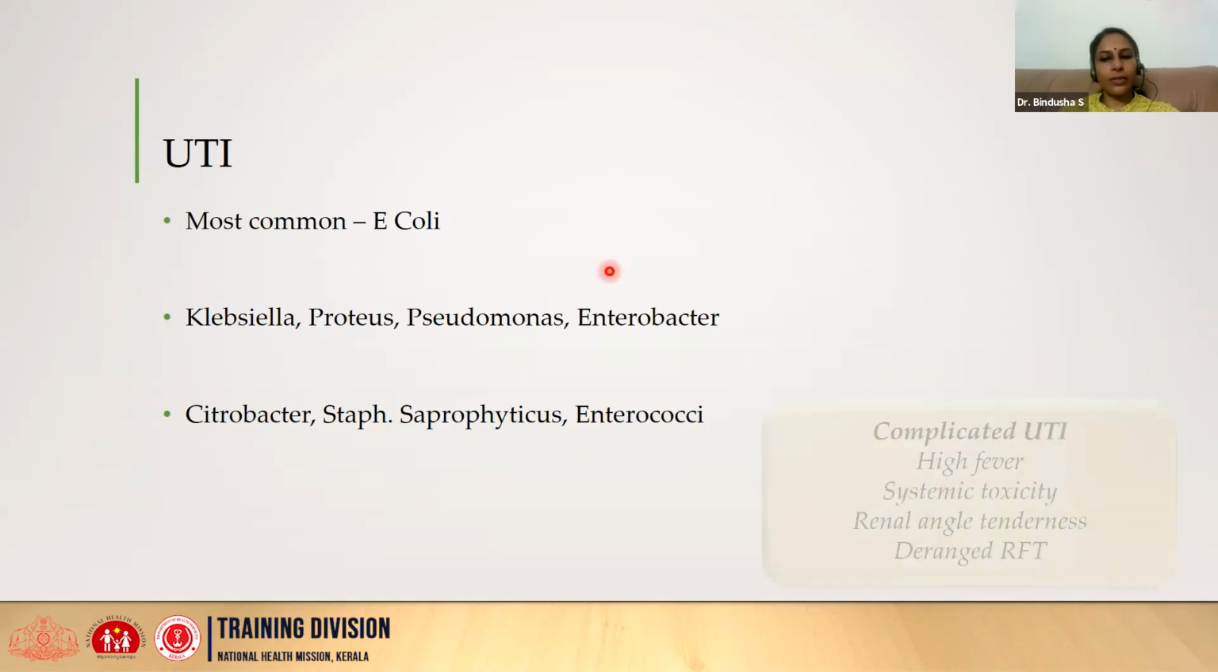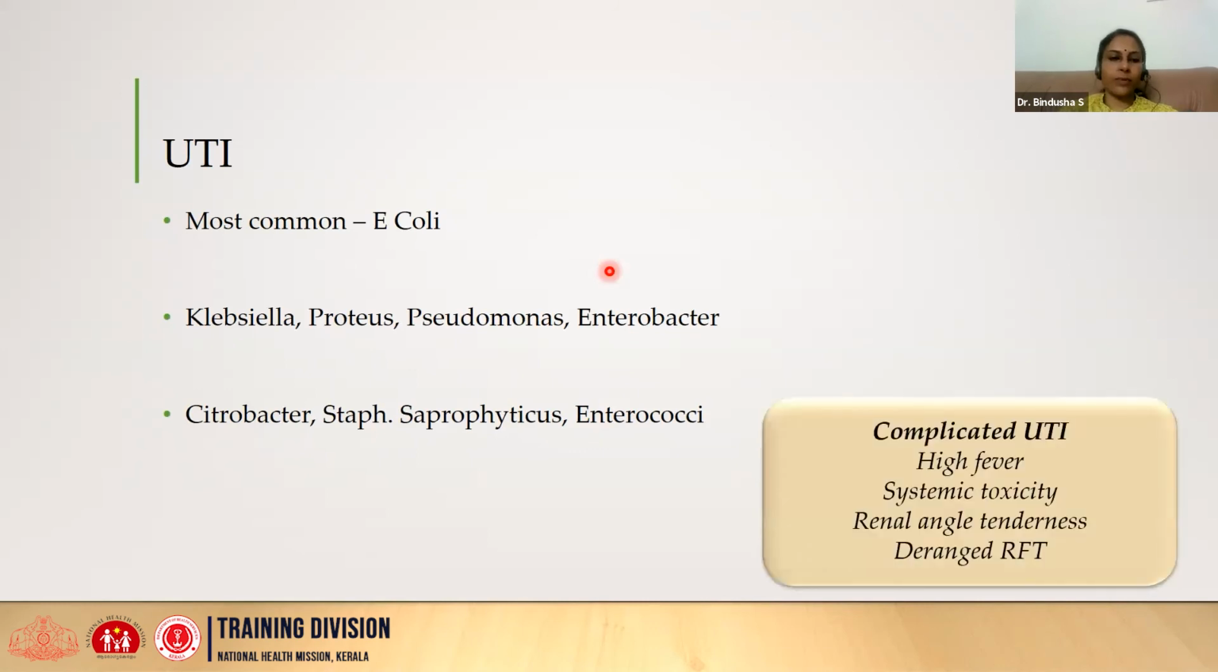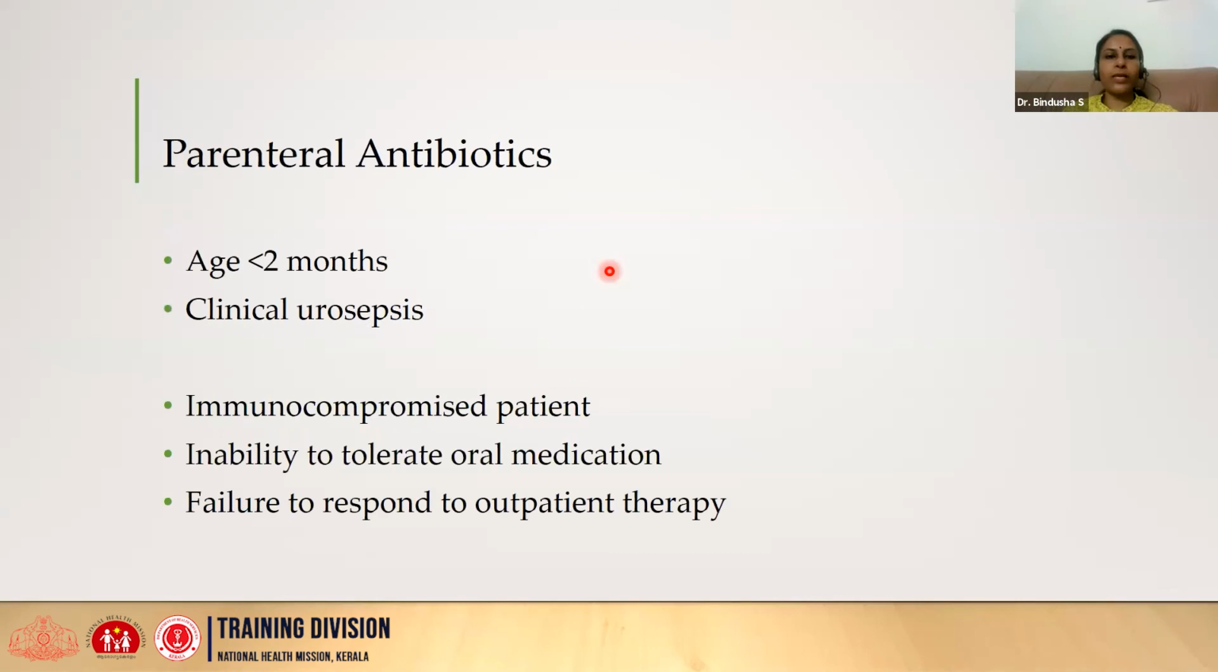And when we select an antibiotic, we need to select an antibiotic which is effective against E. coli. And whenever a patient is having high fever, systemic toxicity, renal angle tenderness, or deranged RFT, that child is said to have complicated UTI. It indicates that the child is having pyelonephritis. So whether to give oral antibiotics or IV antibiotics will depend upon the clinical features. If the child has complicated UTI, as evidenced by high fever, renal angle tenderness, and clinical urosepsis, then that child will require parenteral antibiotics.